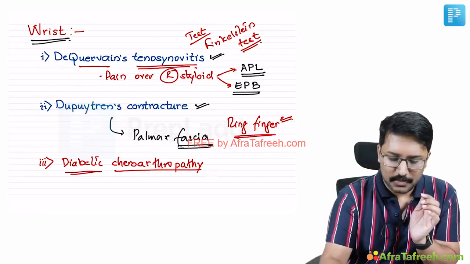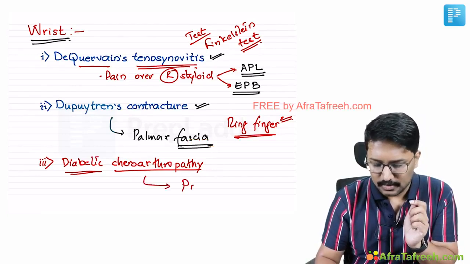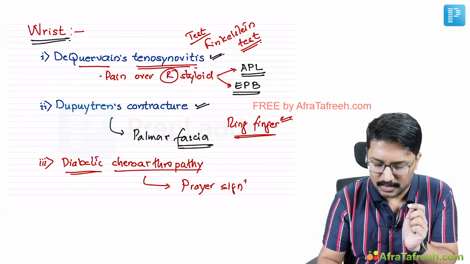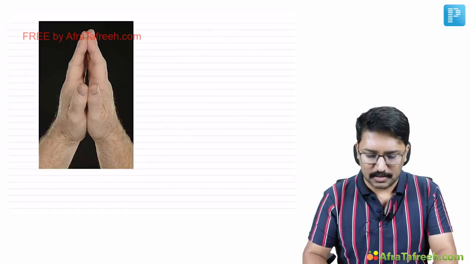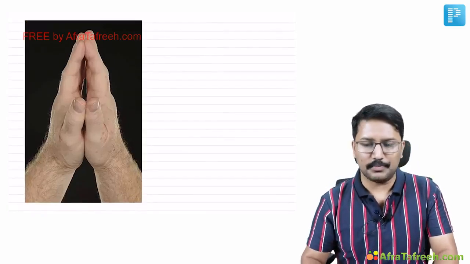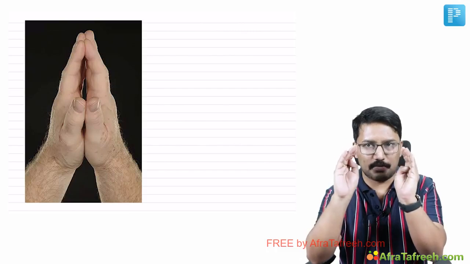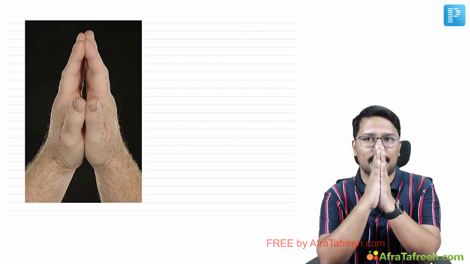This fixed flexion deformity of diabetic cheiroarthropathy leads to something called the prayer sign, and this prayer sign was asked as an MCQ in the last NEET exam. So what is the prayer sign? Look at this image. What are you noticing here? Because the fingers have gone into fixed flexion, they are unable to oppose the hands like this.